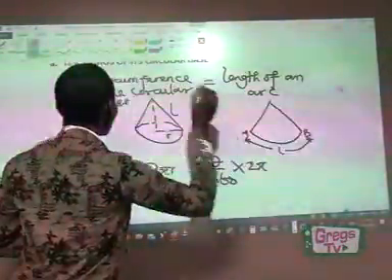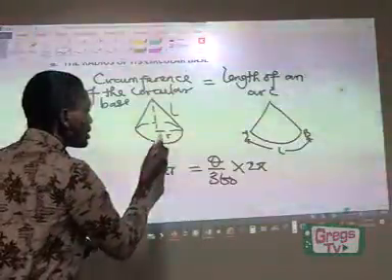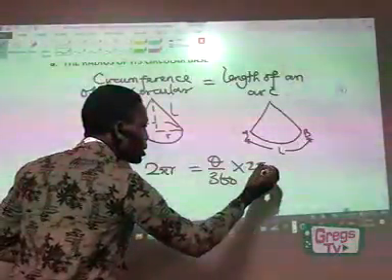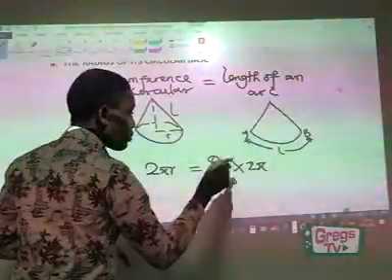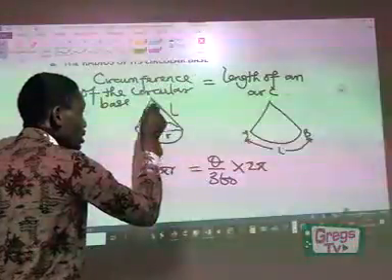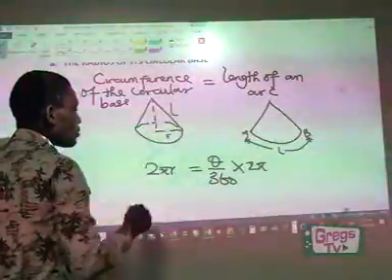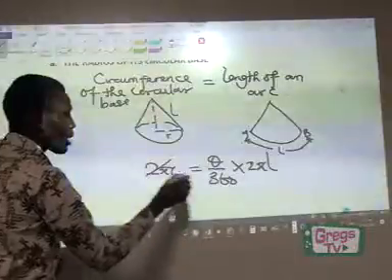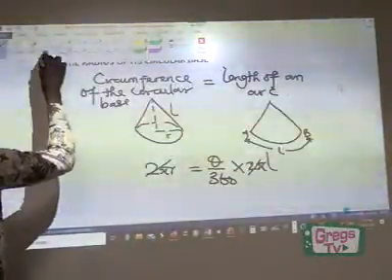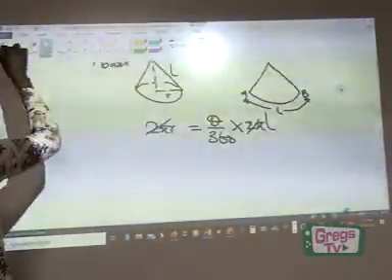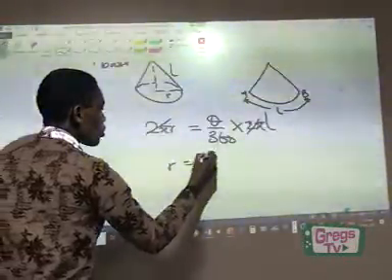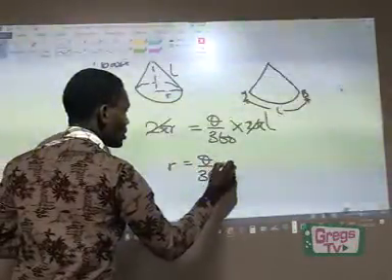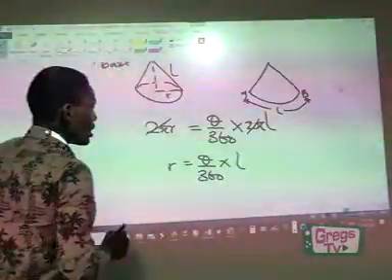Please always remember that the radius that you are going to put in the formula for the length of the arc must be the slant height of that cone. So if that is the case, 2 pi can cancel 2 pi. Then I will be left with r. And that means my r will be equal to theta over 360 times the slant height.